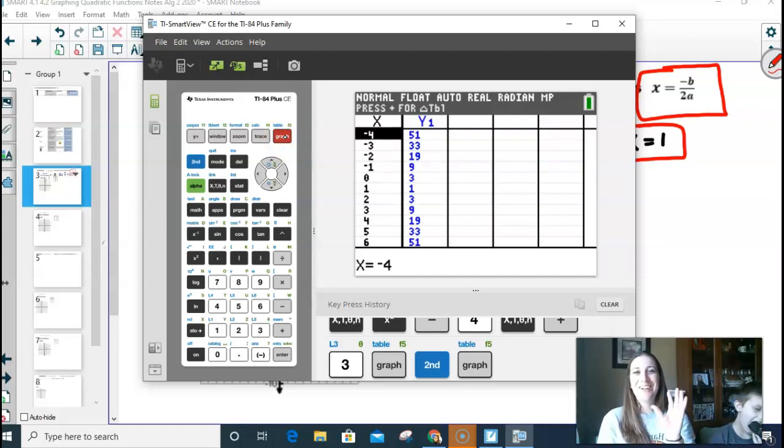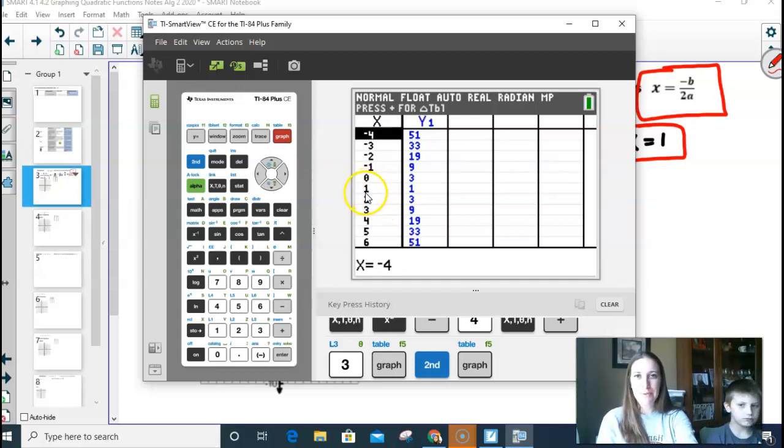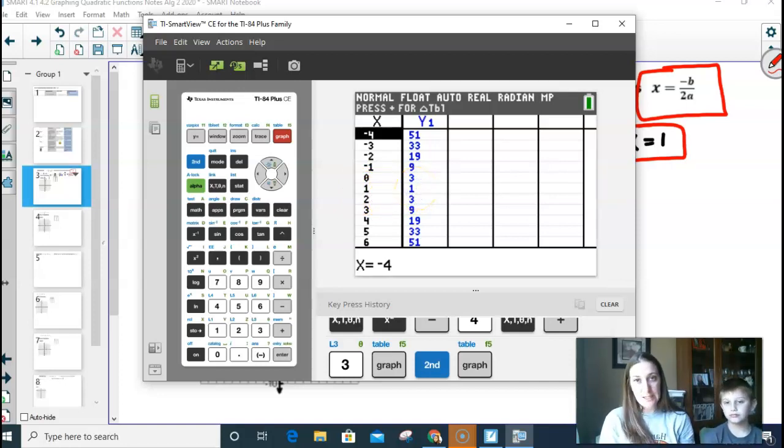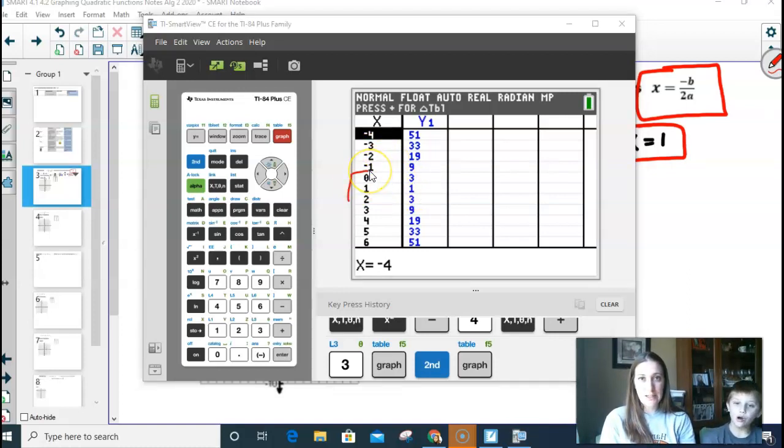Okay. So if I just went to my table, second graph, look at where x equals 1 is. You have this other part of the ordered pair. Apparently y is also 1. But what I want to point out to you is the symmetry. Look at this table.